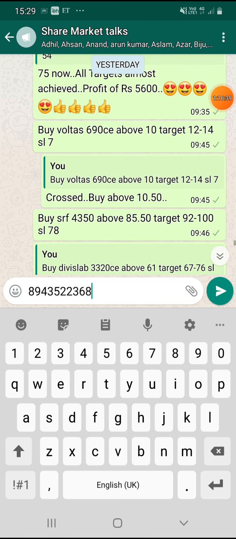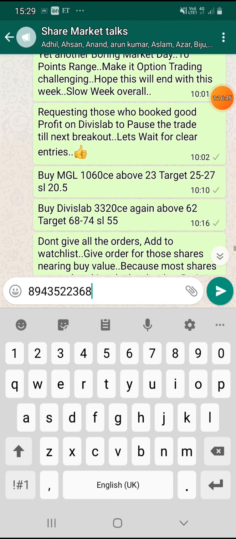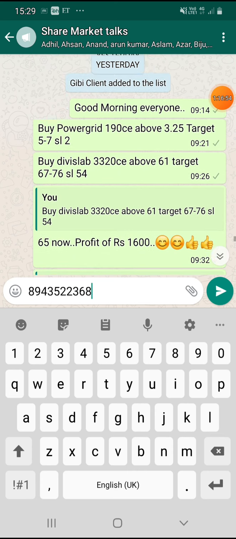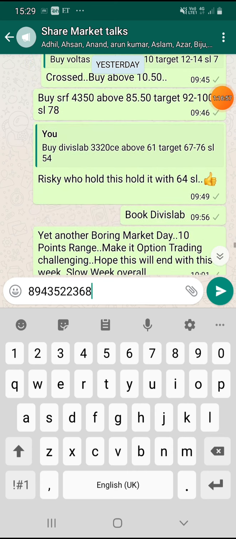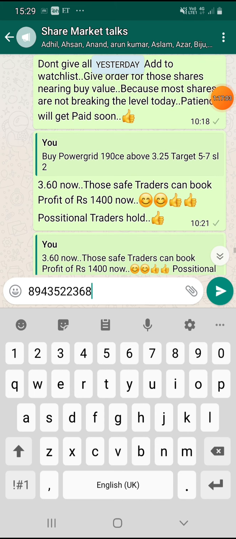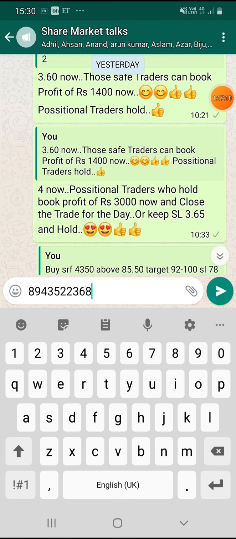You can see the next call, MGL. But this is not touching. If it is not touching, no need to buy this. Just cancel that if it is not touching. And Power Grid, the first call, after a lot of time it got executed. Power Grid went 1,400, and I just said that positional traders hold. So those safe traders can book profit of 1,400 now, and positional traders hold. That is my call. A few traders will book an easy profit of 1,400.